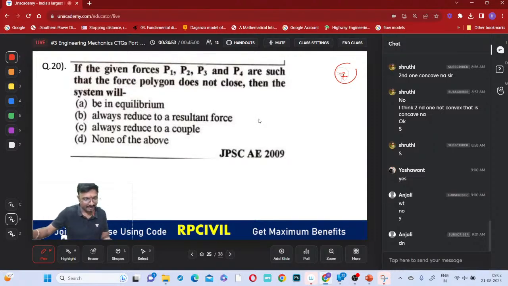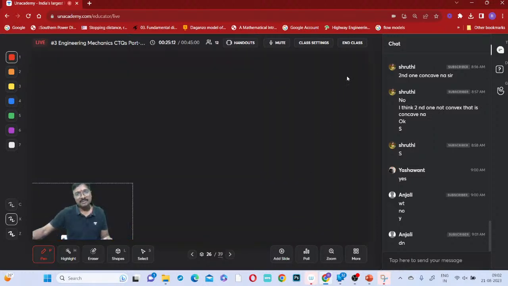If the given forces P1, P2, P3, P4 are such that the force polygon does not close, then the system will be what? First of all, we have to go for the polygon law of forces. What is the polygon law of forces? Anyone tell me. Triangle law of forces; Lami's theorem is also triangle law of forces. Parallelogram law is also one of these. Polygon law of forces.